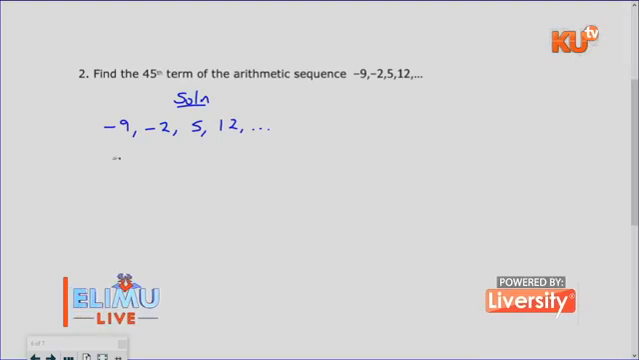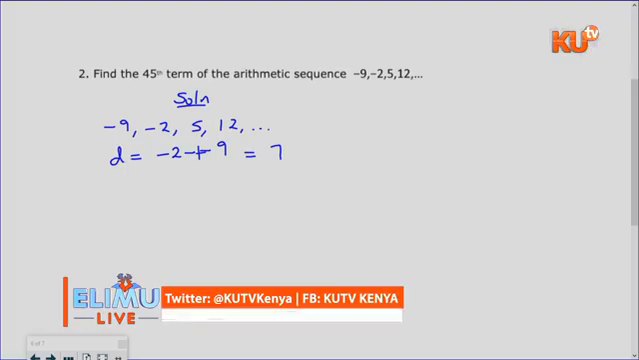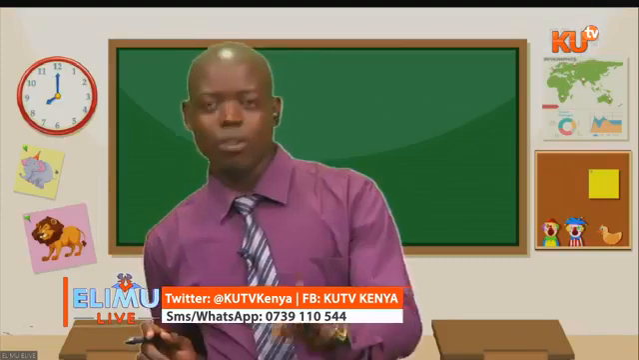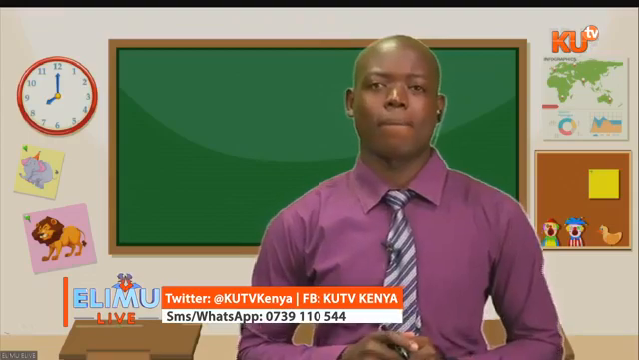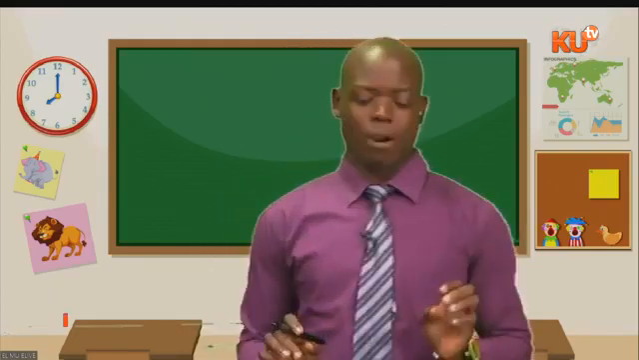So let's try and get our D. In this case it will be -2 minus -9. Minus a negative gives us a positive value, and so -2 plus 9 is 7. So the common difference is 7. Students, what is now the value of N? Remember, we are determining the 45th term, and we have said our D is 7. So what is N? Yes, our N is 45. And what about the value for A?